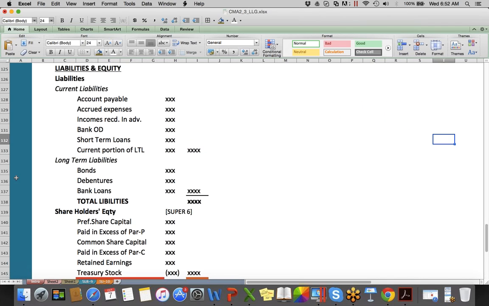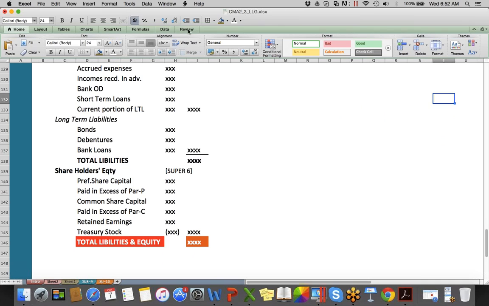Okay. Long-term liabilities: this is a part of debt which will be paid in more than a year's period. Mostly these are borrowed for a period of at least 3 years or 5 years. Why?